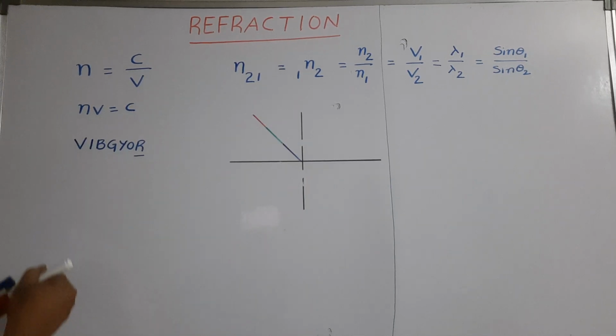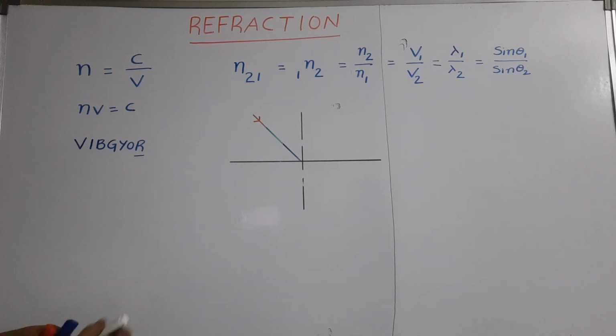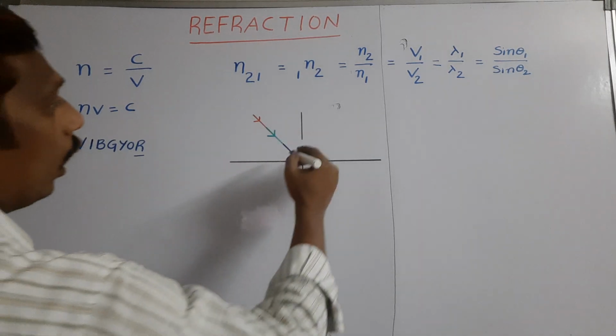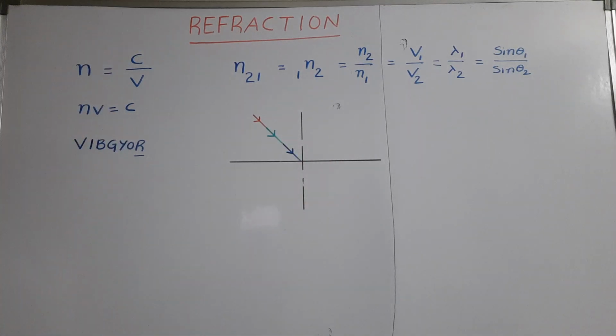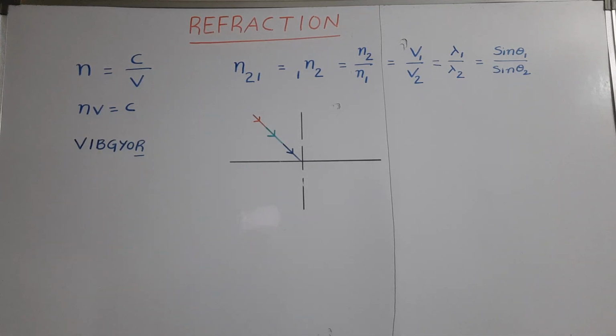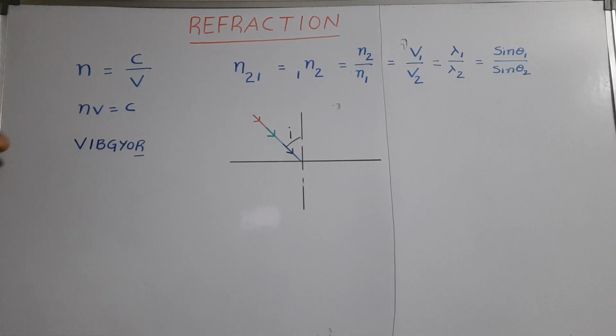See here, three colors. One is red color, second one is green, and third one is blue color. Three colors are incident on one surface, making the same angle. So to understand this, I have drawn rays like this: red color, green, and blue color. All are making the same angle. Angle of incidence is the same. Then what are the refraction angles?